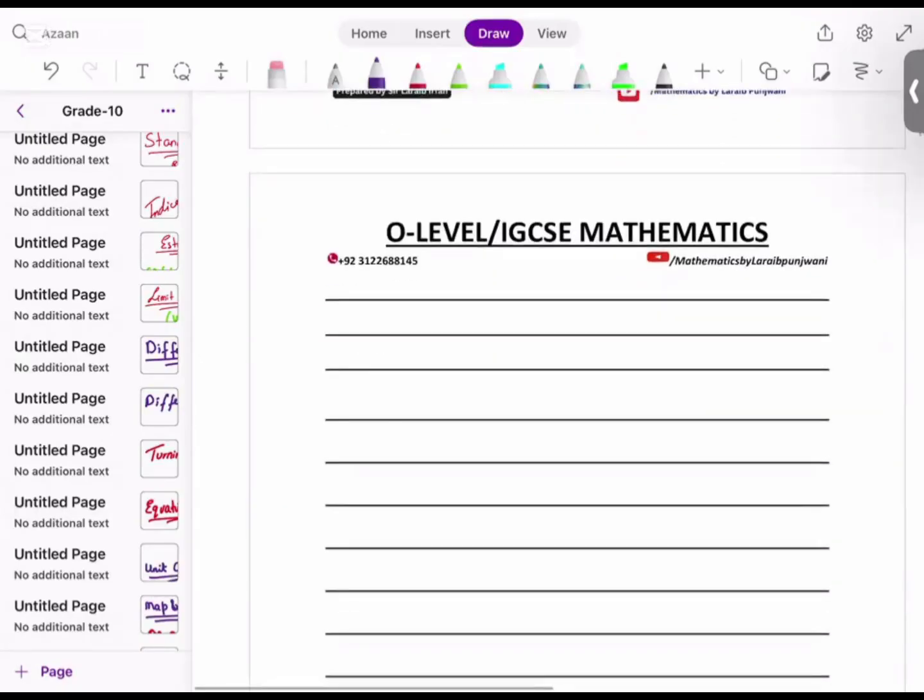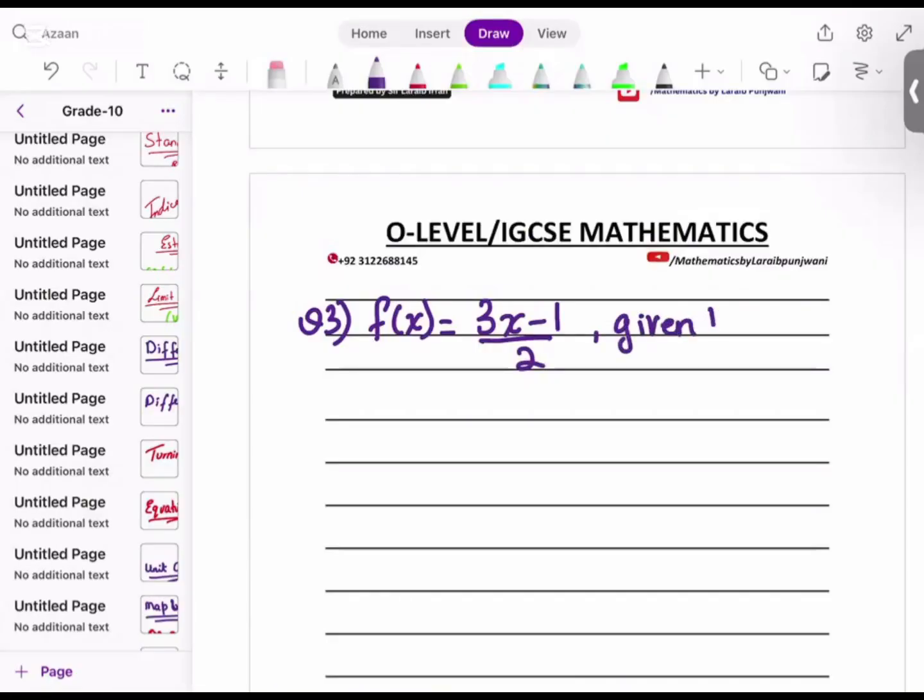Now we will see one more question. For example, the question is like this. f(x) equal to (3x minus 1) divided by 2.